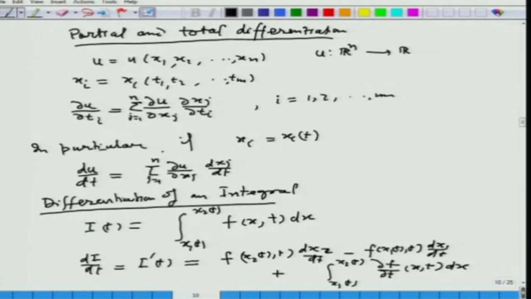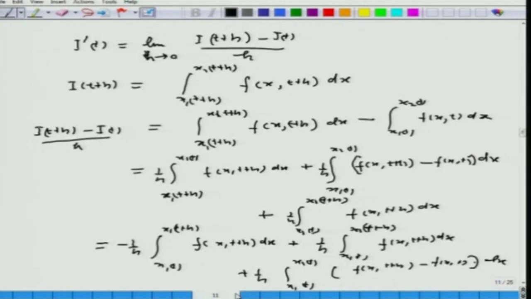Then we had the notion of differentiation of a definite integral, where the limits are functions of a variable, say t, and the integrand is a function of several variables. Like here, there are two variables, x is the variable of integration and t appears as a parameter, and so this integral will be a function of this parameter t. And so, we can consider the differentiation of this integral I t with respect to the variable t, and it is given by this Leibniz rule, which was proved in the last lecture in this manner.